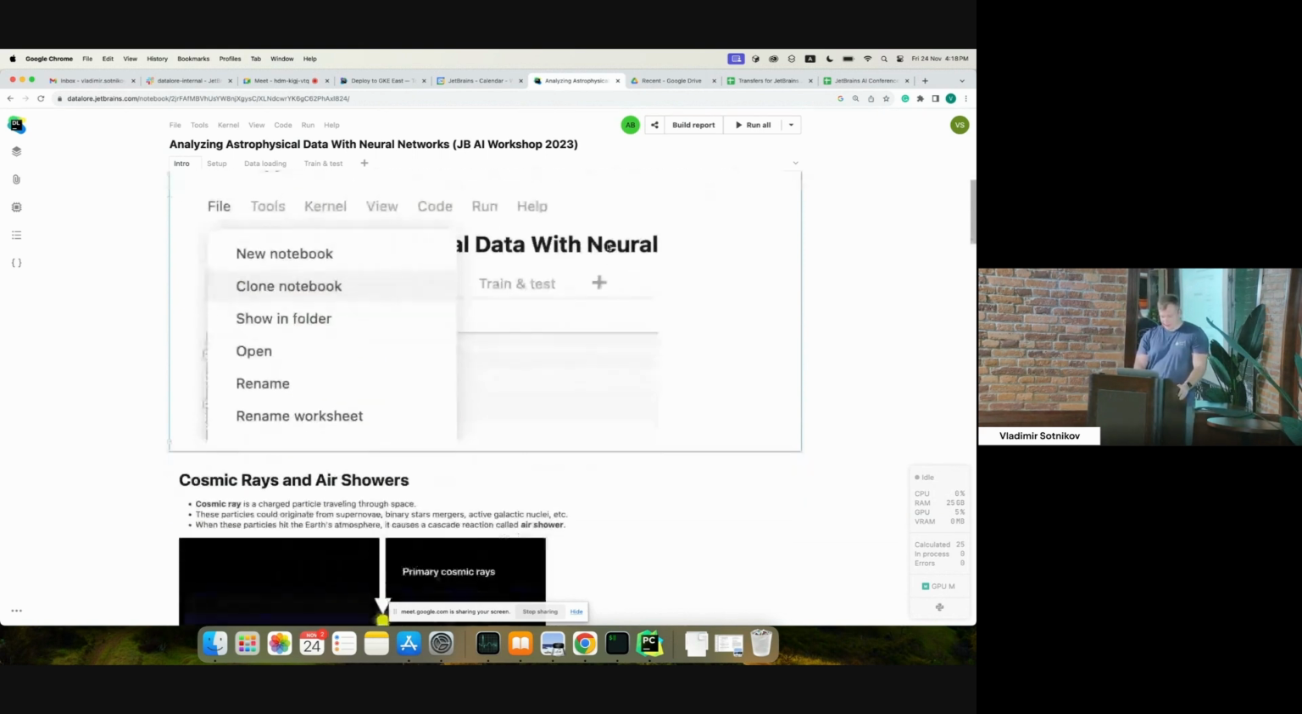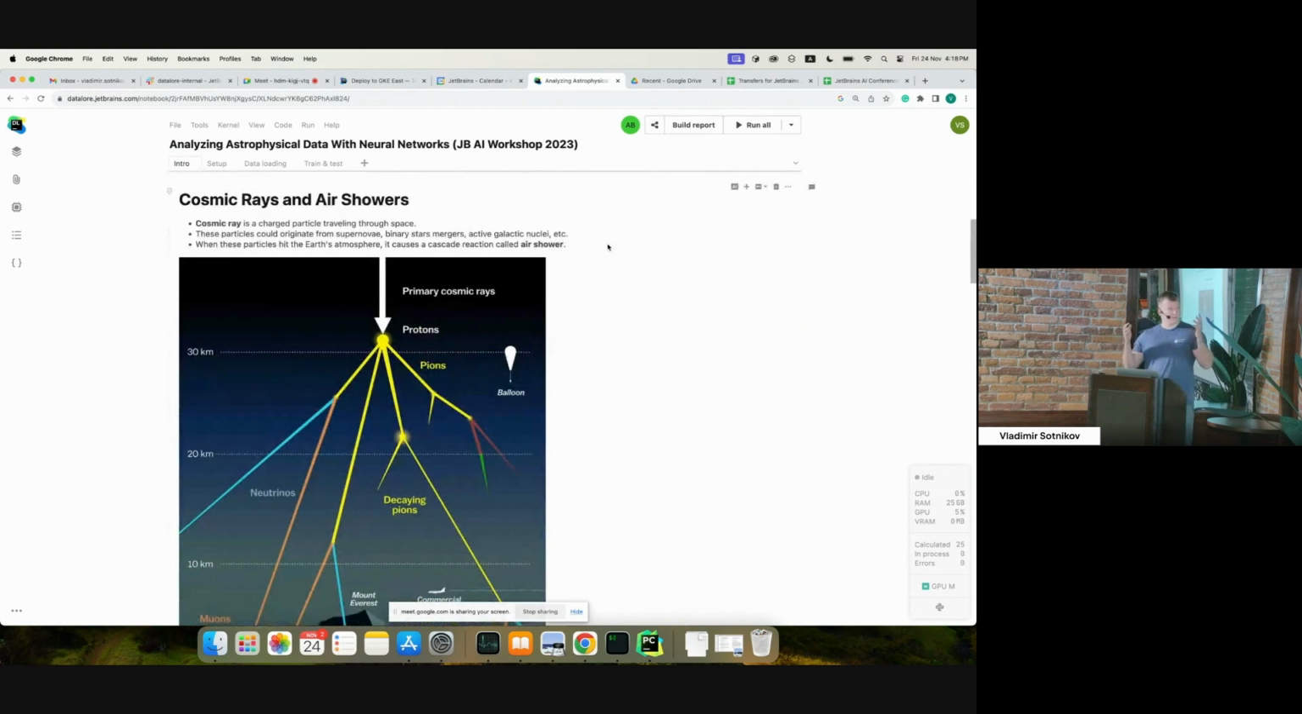So let's get started. First, what are cosmic rays per se? Cosmic rays are charged particles that are coming from outer space to our solar system. There are a lot of possible origins for such particles. It could be reactions happening in the galactic core, binary stars merging, supernova explosions, black holes merging. A lot of ultra high energy events happening in space generate such particles, and some of them reach Earth.